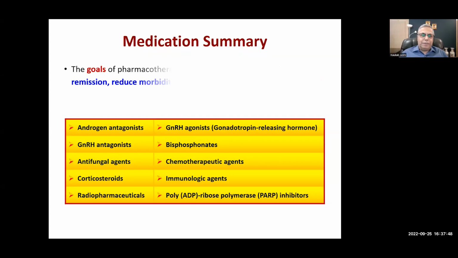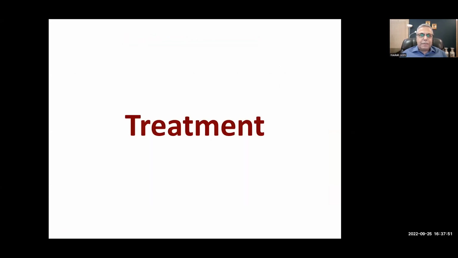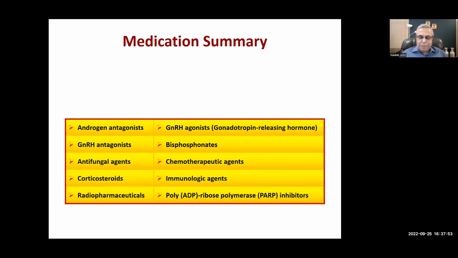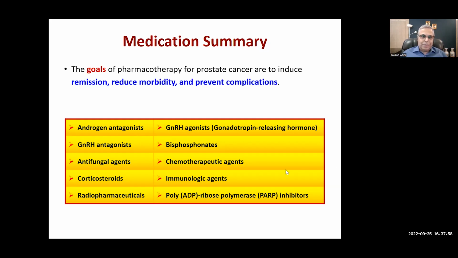So now we go on to treatment. Okay, and this is the medication summary for the medications that we use for prostate cancer. The goal of therapy, like in all other cancers, depends upon the risk stratification. It depends upon the Gleason score, the grade of the cancer. Our goals, depending upon the cancer, are to achieve remission, to reduce morbidity or disease, and to prevent complications.